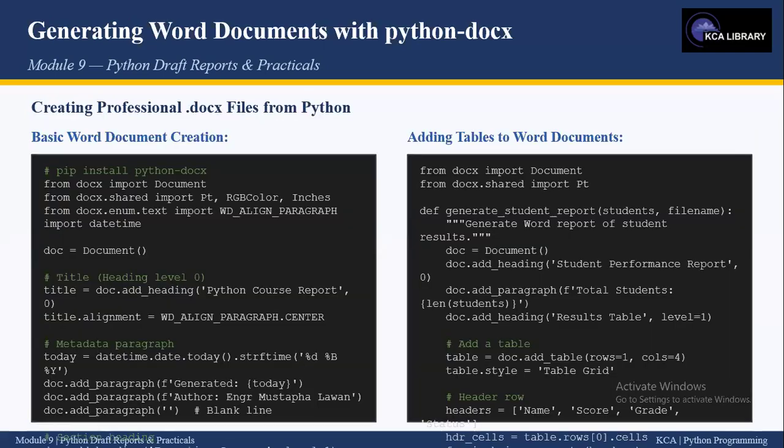Generating a Word document with python-docx. The python-docx library enables Python to create fully formatted Microsoft Word documents programmatically. It is installed using pip and provides a Document object as the starting point. In the first example, we create a new document, add a centered title using add_heading at level 0, insert metadata paragraphs for the date and author, add a section heading at level 1, and then add a body paragraph where a specific run of text is made bold.